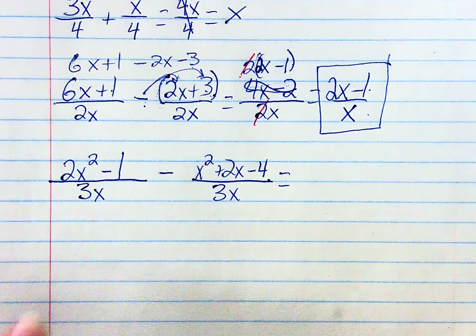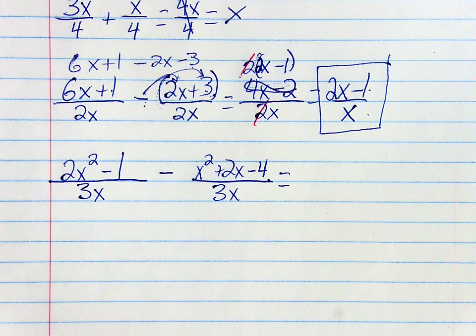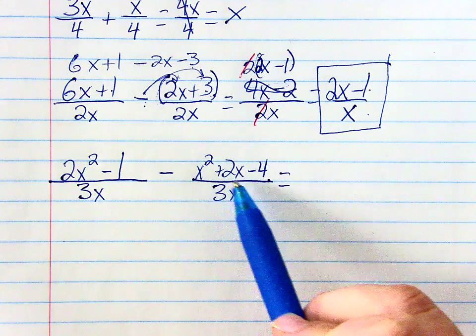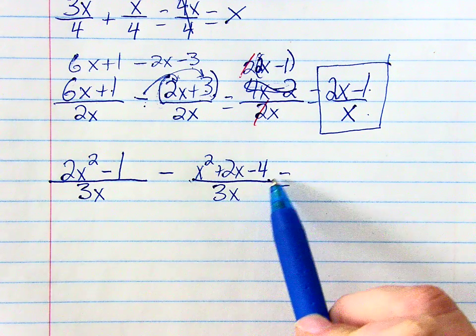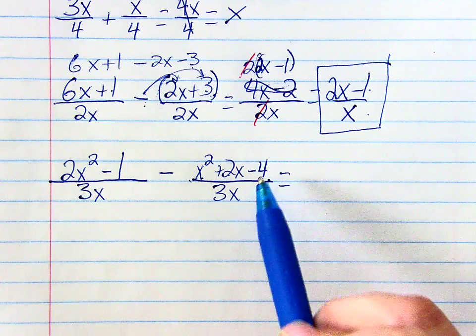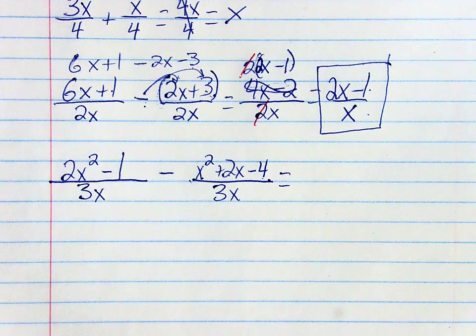All right. So now, try this one here. Since you are subtracting, remember that you are subtracting this whole numerator here. So be careful. You're going to have to distribute that negative to everybody. And then you can proceed.